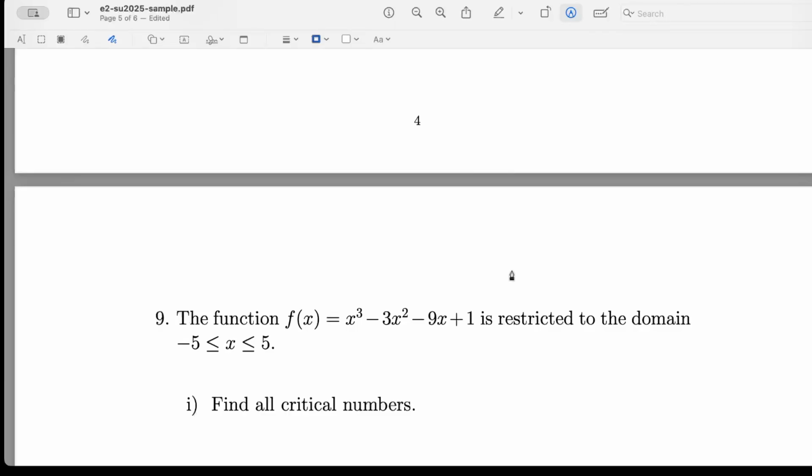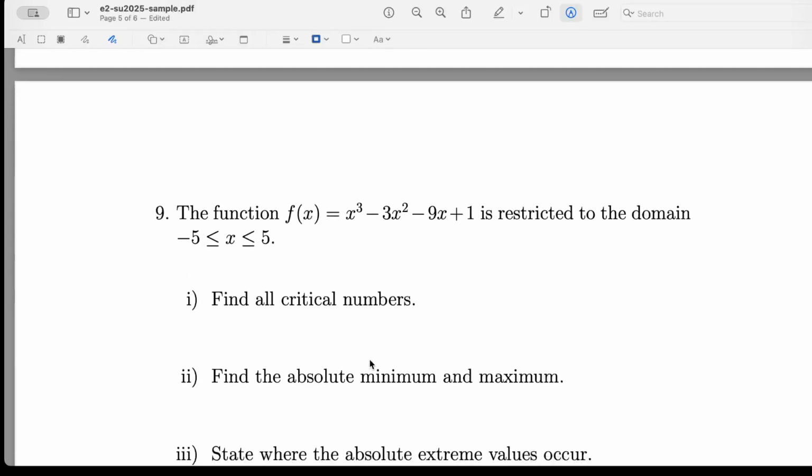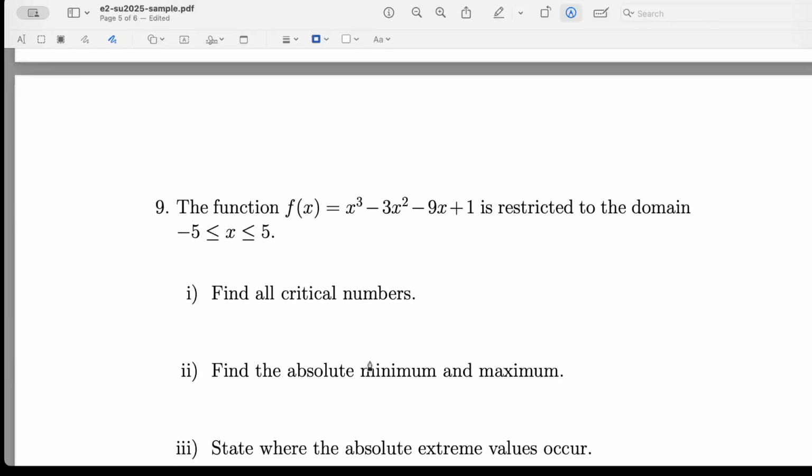Well, okay, we've got a function, x cubed minus 3x squared minus 9x plus 1, restricted to the domain from minus 5 to 5. And it asks us to basically do the calculus computations. Find all the critical numbers. From the critical numbers, you'll find the relative min and relative max, or sometimes the local min and local max. Those are synonyms.